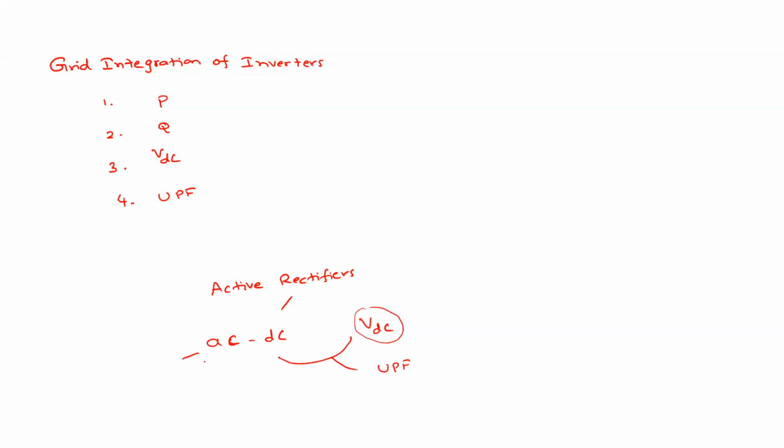So we discussed two methods: the voltage controlled approach and the current controlled approach. In that case, we are not controlling the active power, right? Now our objective is to control the active power and reactive power that is being injected to the grid.